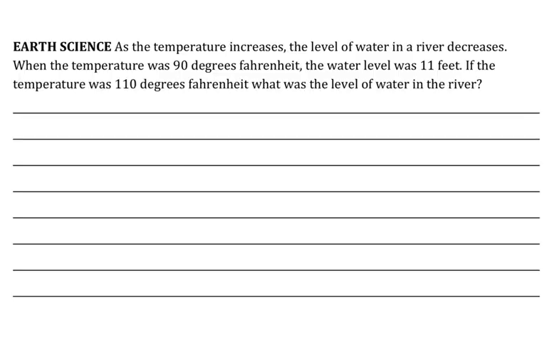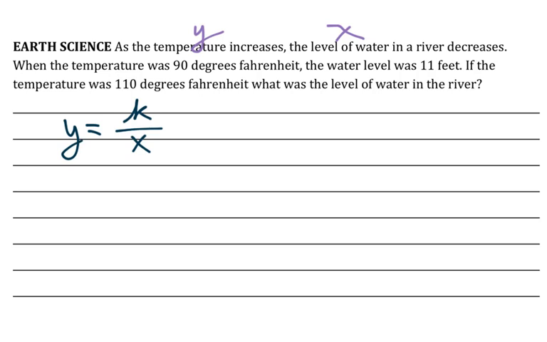Earth science. If you want to, you can pause this, make it an OYO problem, and then come back and listen to what I say. As the temperature increases, the level of water in a river decreases. So it sounds to me like if I treated this the way we've been organizing these, we could treat temperature as y, and then the level of the water as x. When the temperature was 90 degrees Fahrenheit, so over here I'll write y equals k over x.